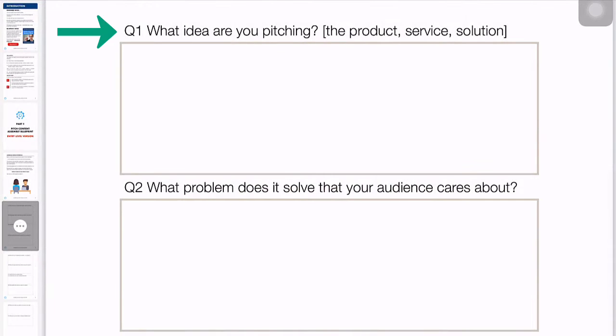So that said, I'm going to run through these 10 questions. The first question is, we're going to begin with this. What idea are you pitching? What is it? What is the product or the service? So we make a note of what that is.